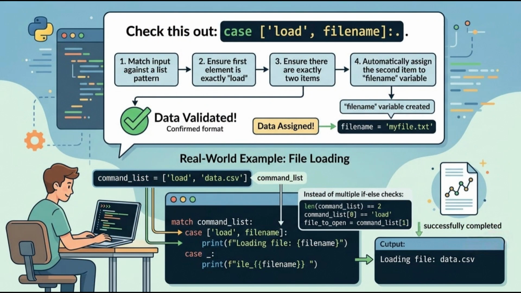Check this out: case ["load", filename]. Not only does this check if the input is a list of 2 items starting with load, but it also automatically saves the second item into a variable called filename. We just validated and assigned data in one single line.